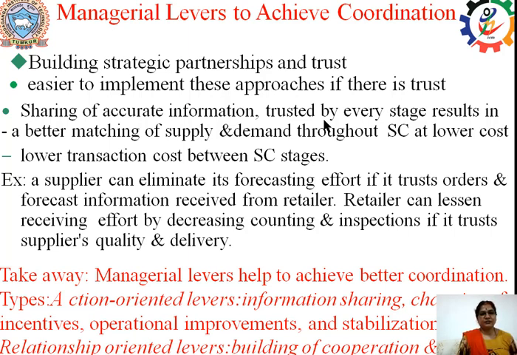If the manufacturer and supplier are there, the manufacturer can eliminate the forecasting effort. The supplier can eliminate the forecasting effort, because the manufacturer has already done it, and if he shares it accurately and if they have trust, then only it is possible. Similarly, what the supplier produced, when he sends it to the manufacturer, the manufacturer can simply receive it, provided he has got more trust in what the supplier does. So duplication of effort can be eliminated.